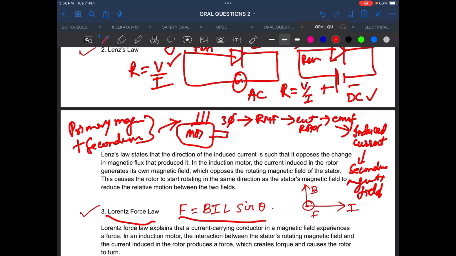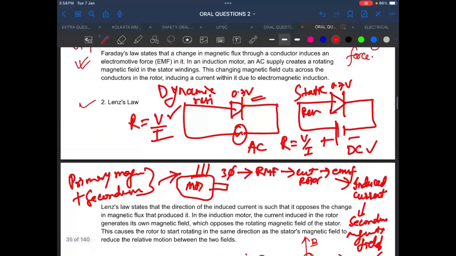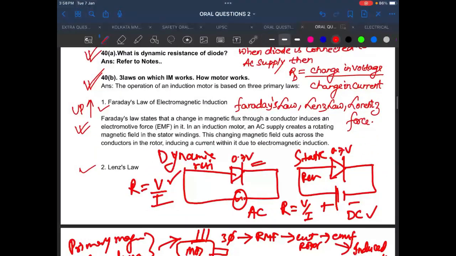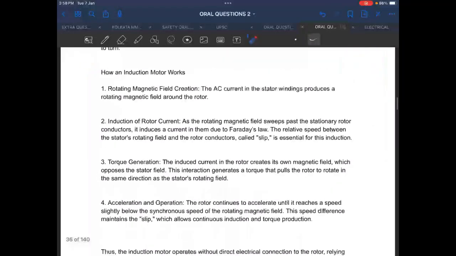So now I have already explained the working, how the induction motor is working. When this force acts, torque will be generated and the rotor starts rotating. It means the motor starts rotating and produces mechanical energy. So I already explained it in very simple language.